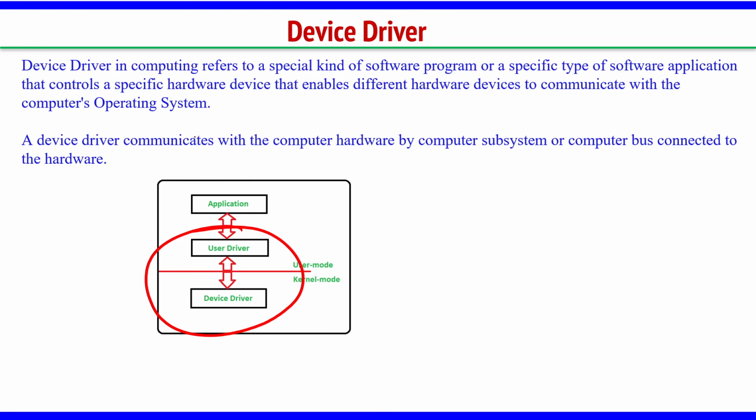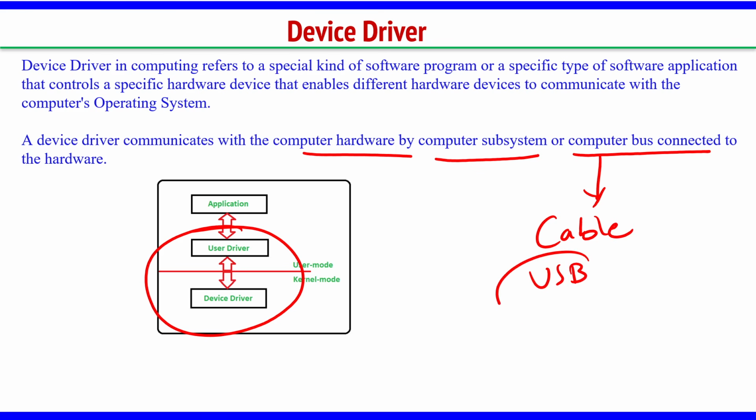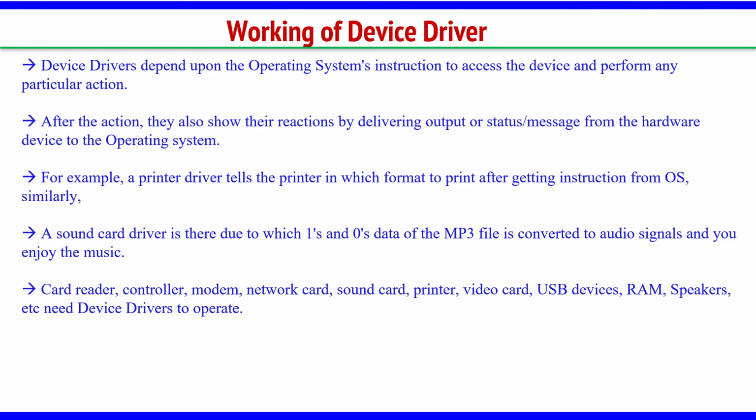A device driver communicates with the computer hardware through the computer subsystem or computer bus connected to the hardware. When I say computer bus, it is the cable, the wire which is connected, a USB cable, it could be any cable, which is a common wire between the printer and my laptop. Okay, right? Then the working of a device driver, how does it work? I'll explain with an example.